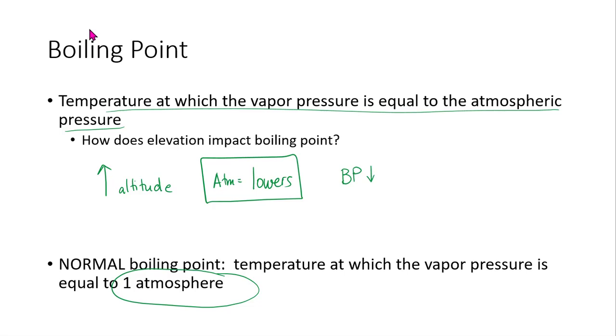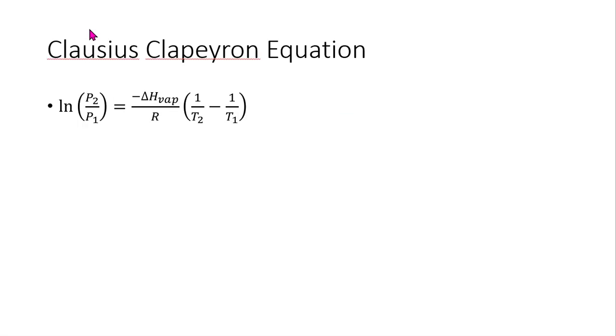So, here is the Clausius Clapeyron equation. It is a doozy. So I'm going to take you through it piece by piece. The bottom line, the Clausius Clapeyron equation gives you the relationship between temperature and vapor pressure.